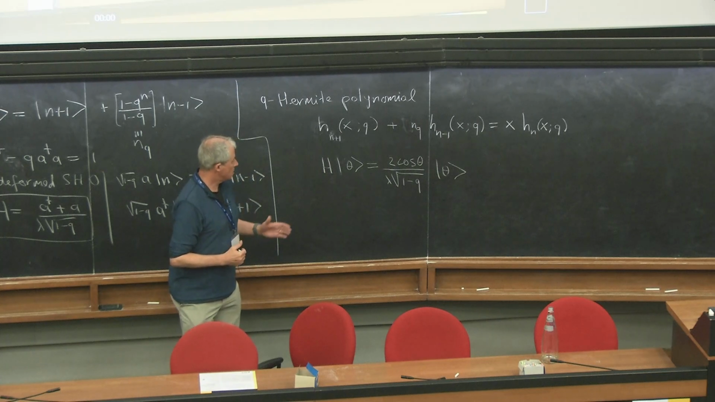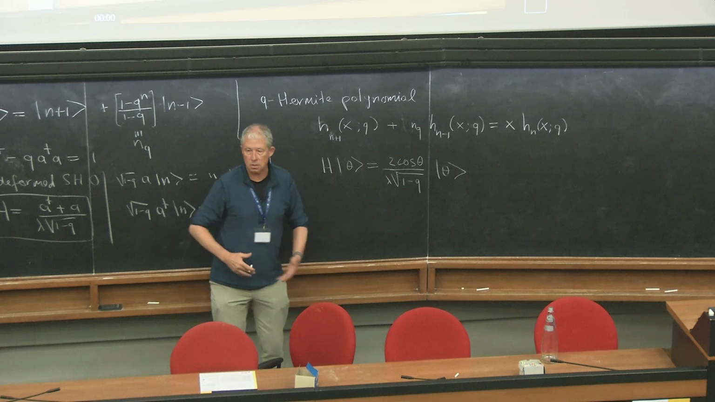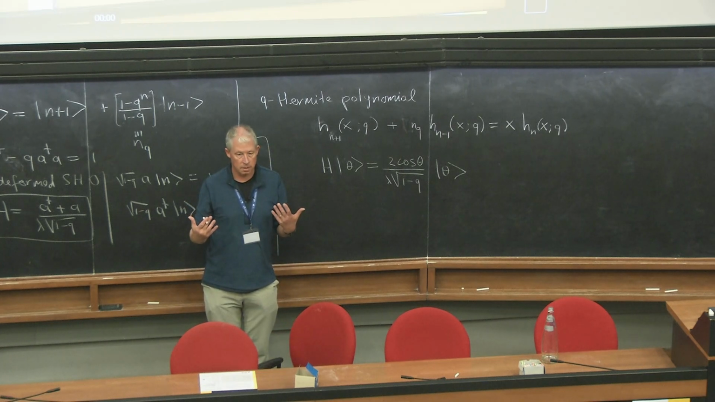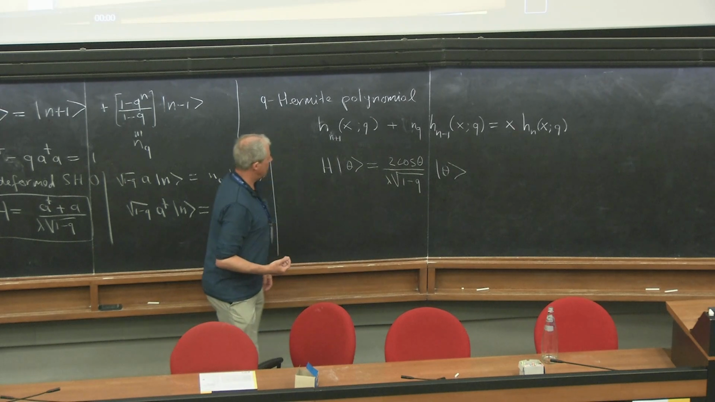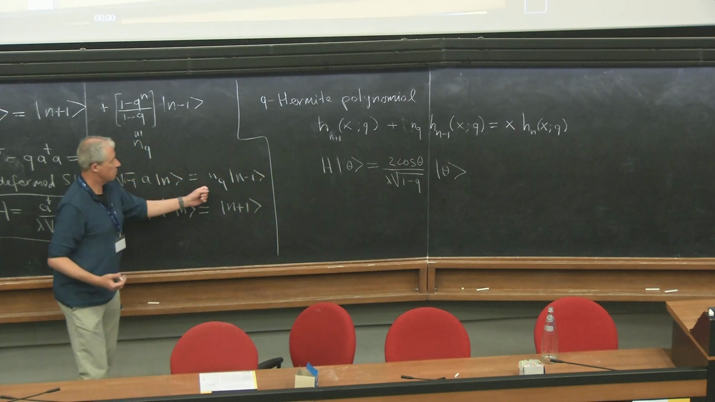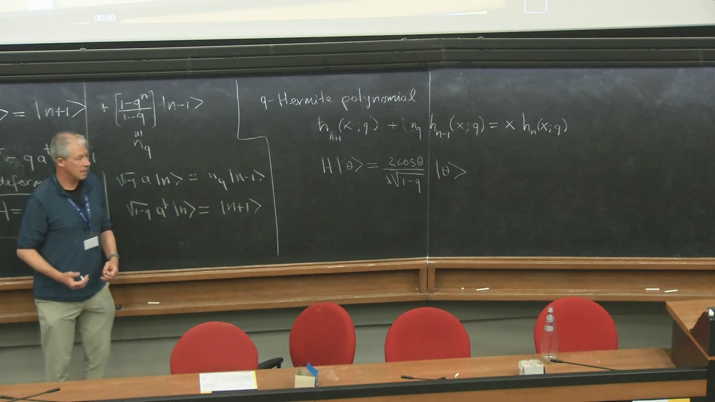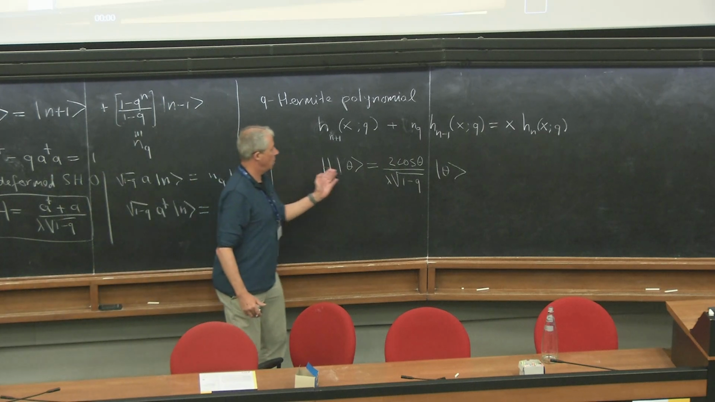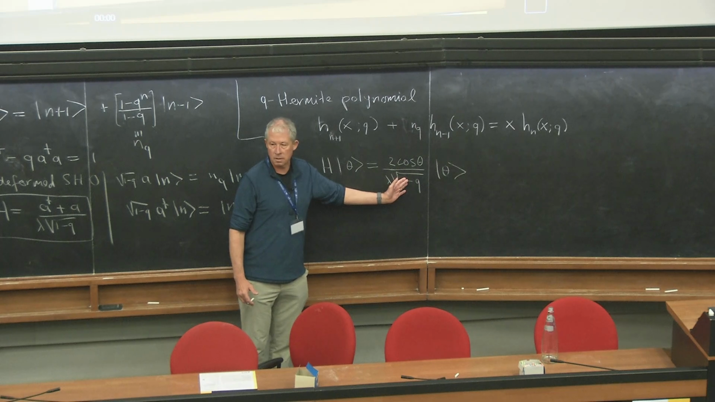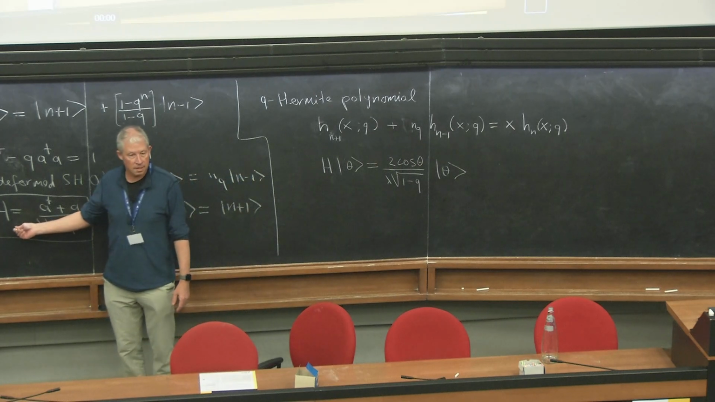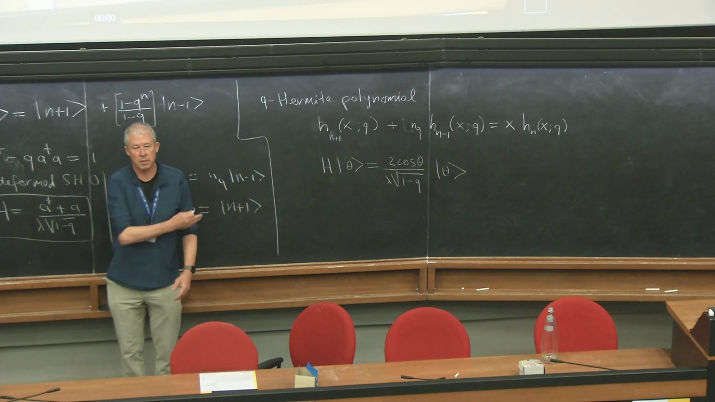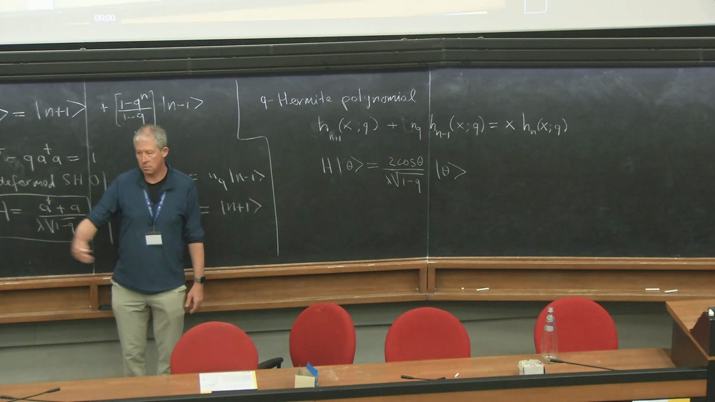Just as for the harmonic oscillator, this position operator is indeed a continuous variable. So the energy spectrum is going to be continuous. Except that the new thing, because of the Q deformation, is that there's an upper limit on the eigenvalue of the Hamiltonian, whereas for the harmonic oscillator, the position operator could go from minus infinity to infinity.